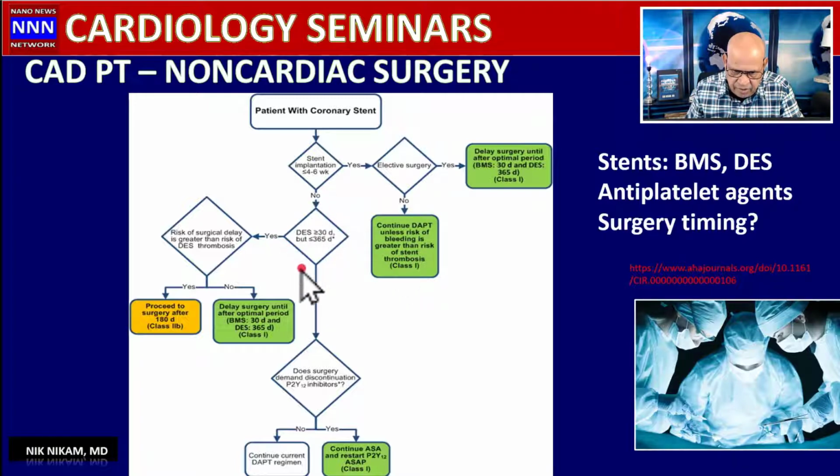On the other hand, if the patient had a drug-eluting stent but they can't wait for 365 days, 1 year, then the risk of surgery needs to be weighed against the risk of stent thrombosis. Based on that, it is a clinical decision. We have to make a decision. They can go for surgery within like 180 days and hopefully keep the duration of taking out the antiplatelets to a minimum. So you resume the antiplatelet agents as quickly as you can, or use some intravenous medications to bridge the gap. If there's no need to interfere with the P2Y12 inhibitors, we can continue with the antiplatelet agents. If it has to be stopped for any reason, we can keep them on aspirin and restart the antiplatelet agent as soon as the condition dictates.